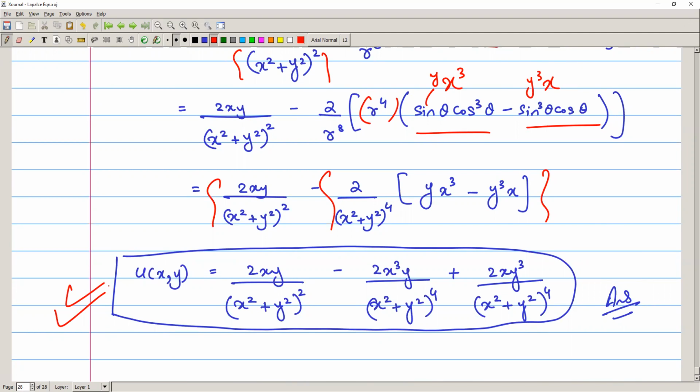So you can see that we can easily solve the problem by converting it from the Cartesian coordinate system to the polar coordinate system. So hope you guys will learn from this lesson.